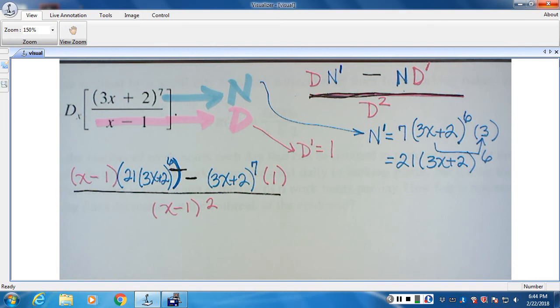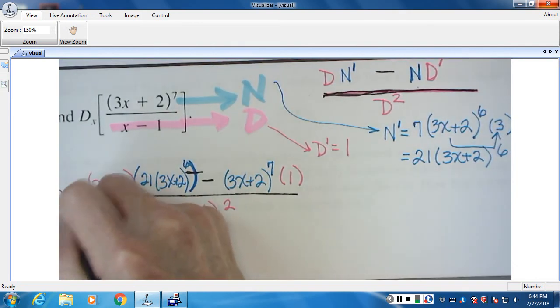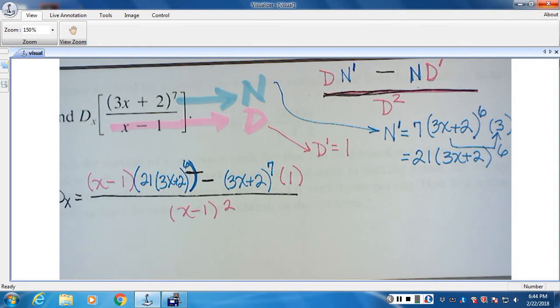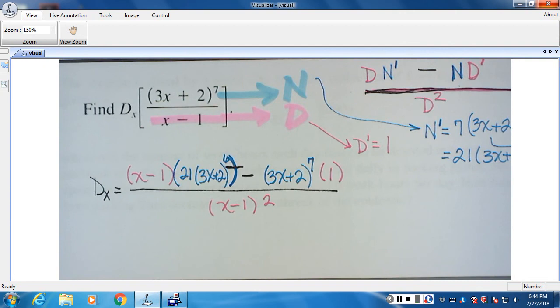At this point, I've got y prime, or d sub x, whichever way you want to call it. They're all just symbols for the derivative. So I've got my symbol for my derivative. That's all I need.